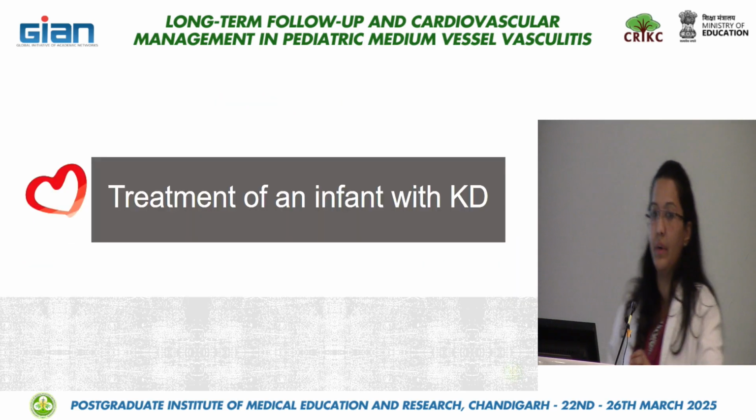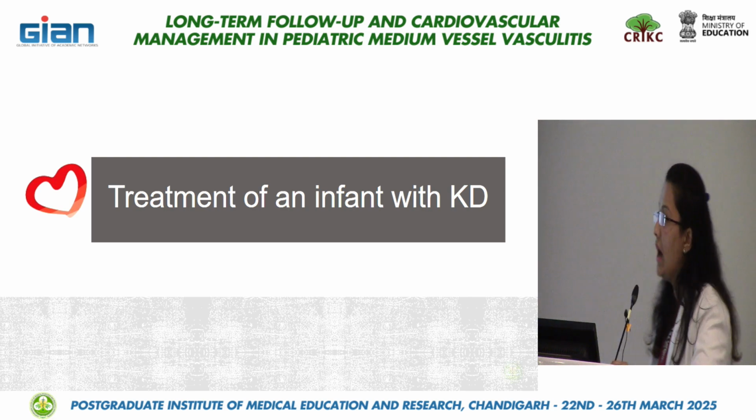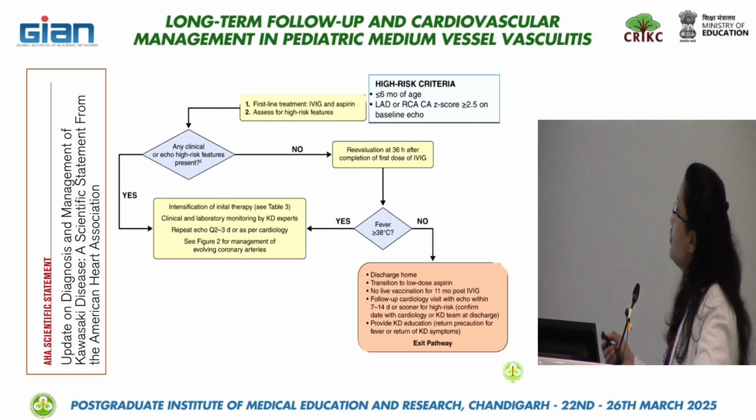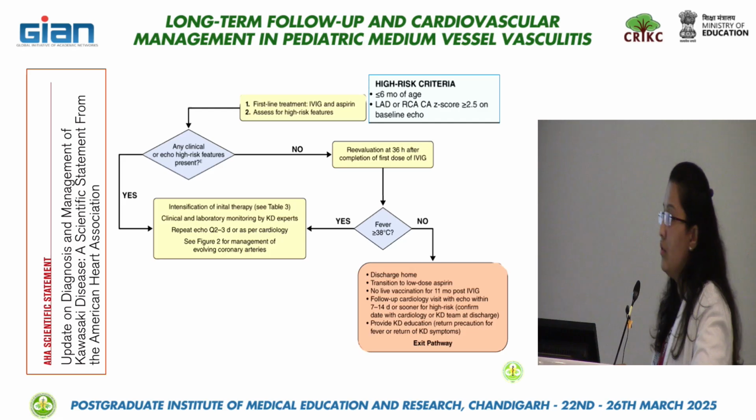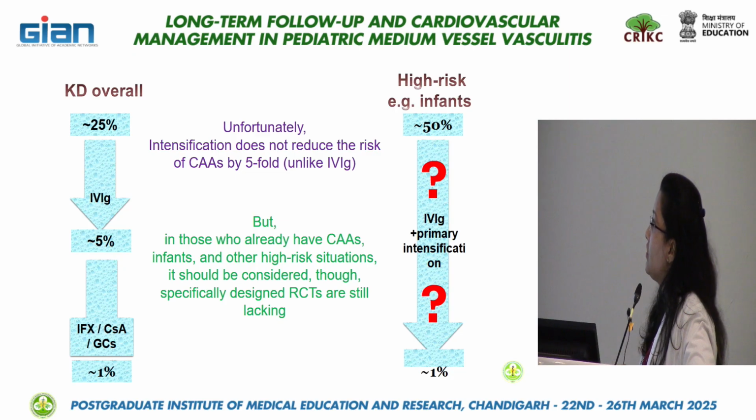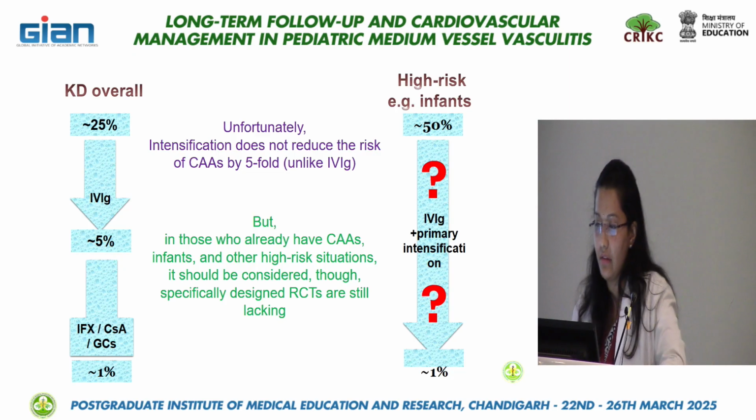So coming to the treatment, it has been covered by the past four speakers. However, I will just be brushing through it. So basically in the latest update, it has been added that high-risk children less than 6 months of age or those with SAN score more than 3 need primary intensification of the therapy with infliximab and corticosteroid. However, this slide has been adopted from one of the previous slides.